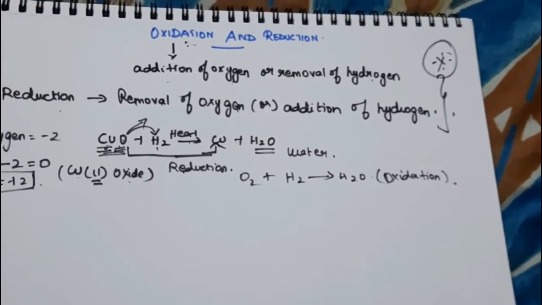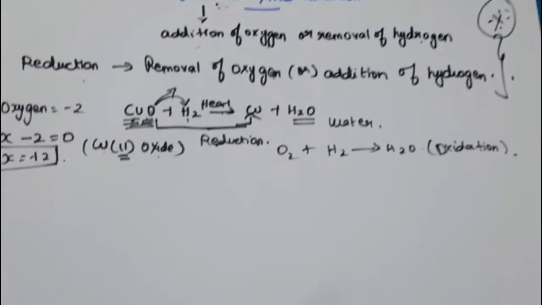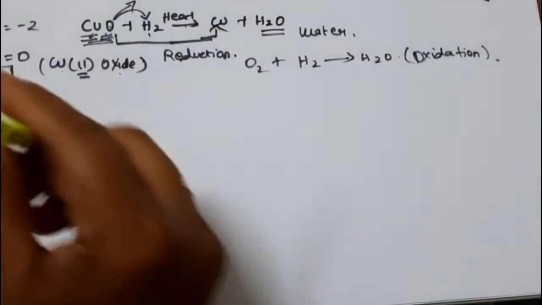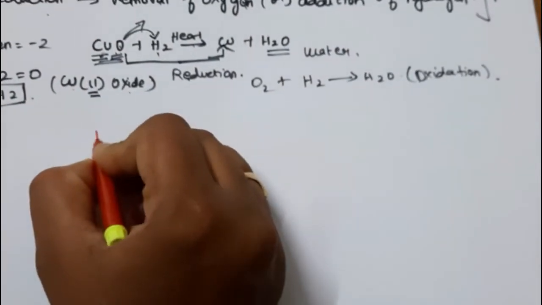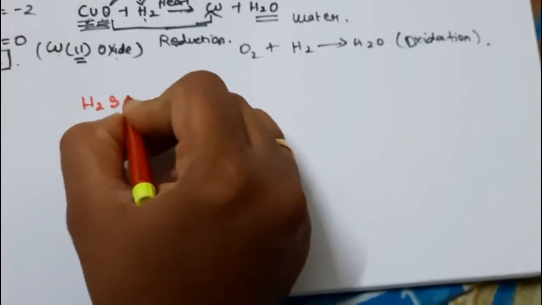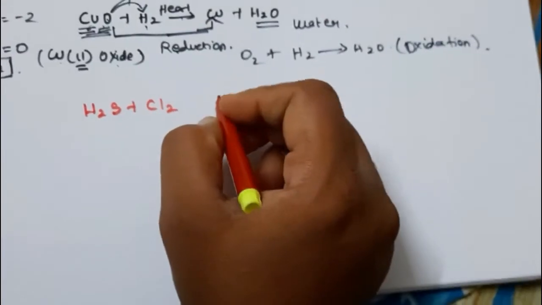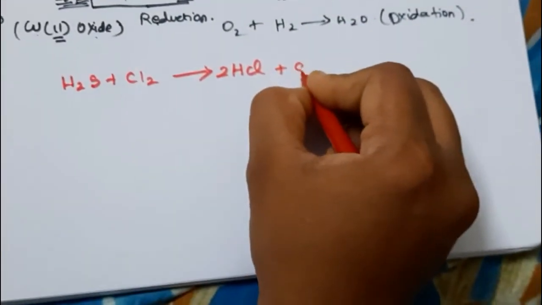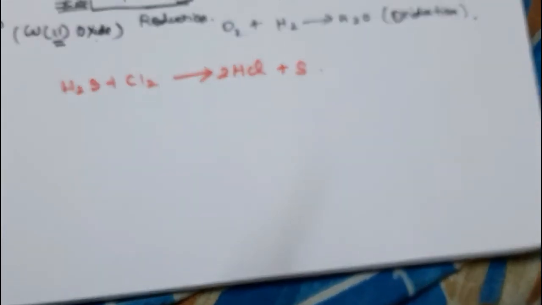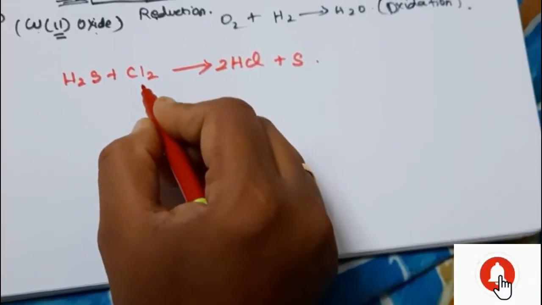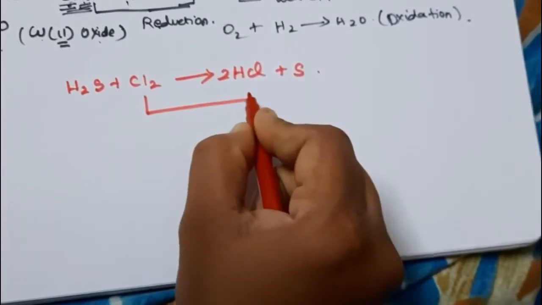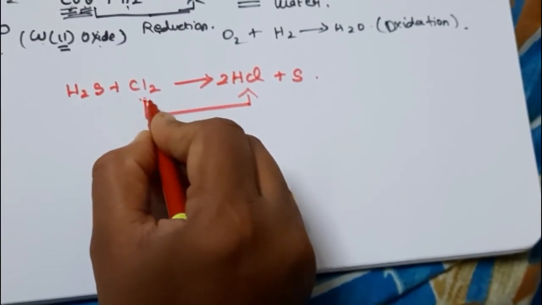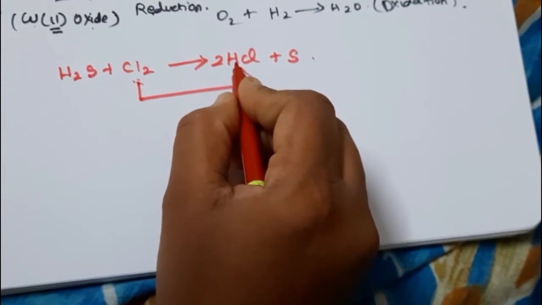This is a simple reaction. In the same way we have another reaction. Let us see the other reaction. Hydrogen sulfide, when it reacts with chlorine molecule, gives hydrochloric acid and sulfur. In this reaction, if you see, the chlorine is reduced. The chlorine molecule is reduced and the hydrogen is added.